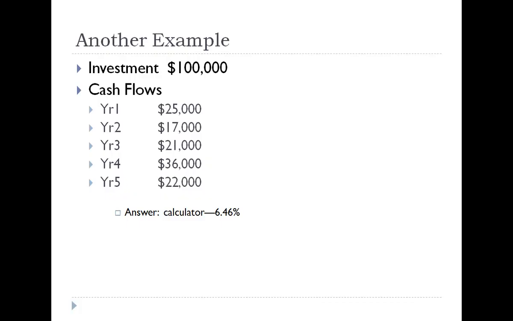Here is another example for you to try. This particular example has a $100,000 investment. Make sure that that is a negative number when you place it in your cash flows in year 0. And then cash flows for years 1 through 5 are as they are outlined on the screen. And the answer is here for you as well.